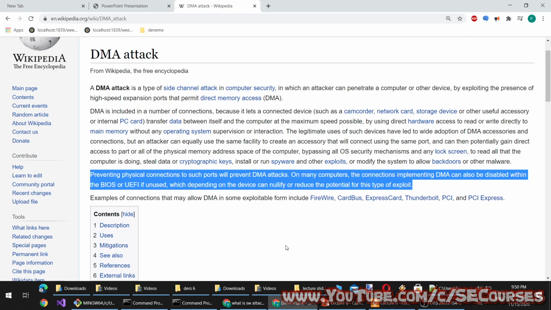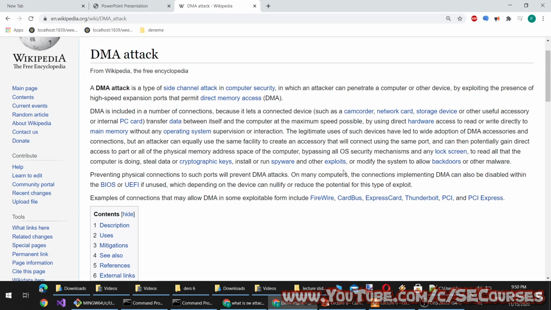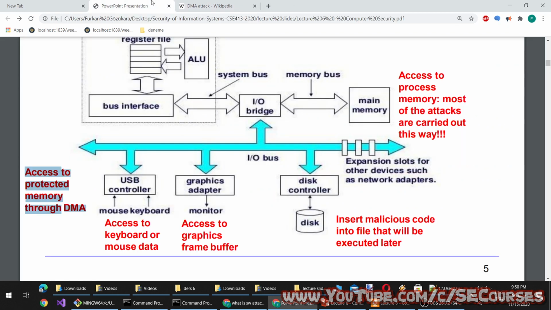Preventing physical connections to such ports will prevent DMA attacks. On many computers, the connections implementing DMA can also be disabled within the BIOS or UEFI if unused, which depending on the device can nullify or reduce the potential for this type of exploit. Okay, so this type of exploit is extremely hard. Why? Because it requires physical connections. And if you have physical access to a computer, you can already do many other things as well.